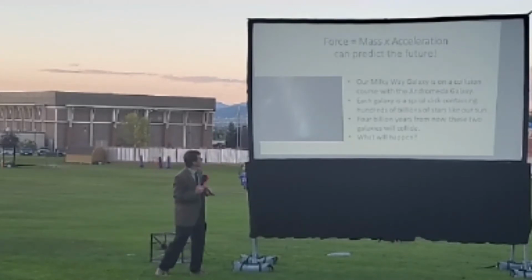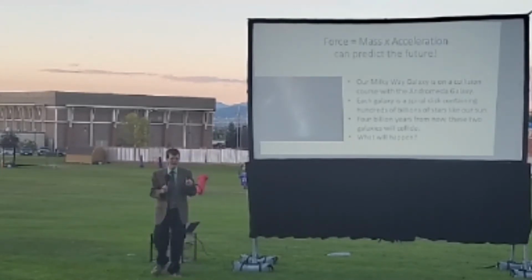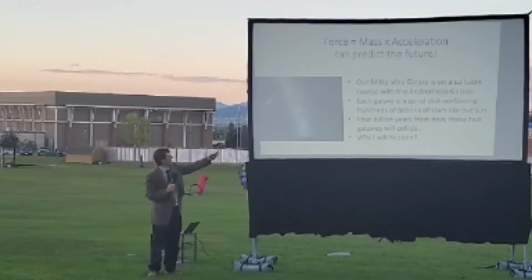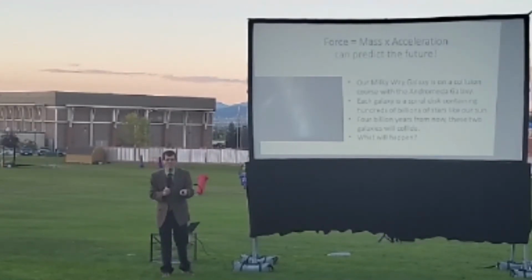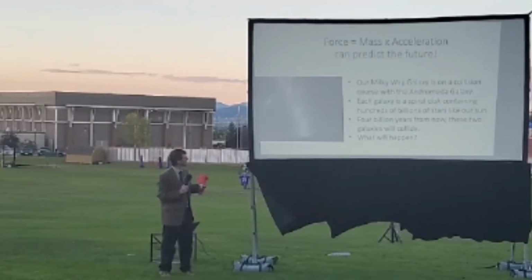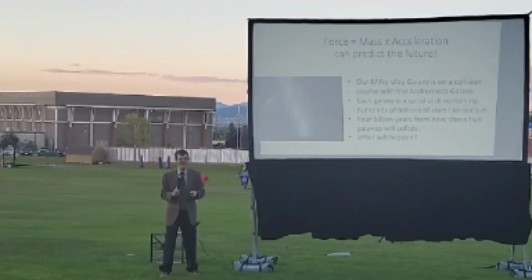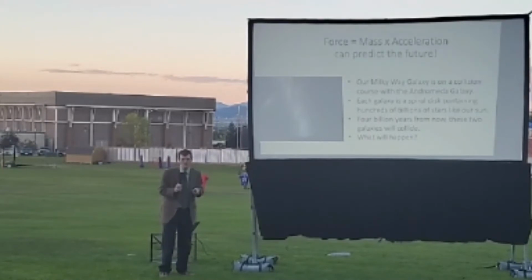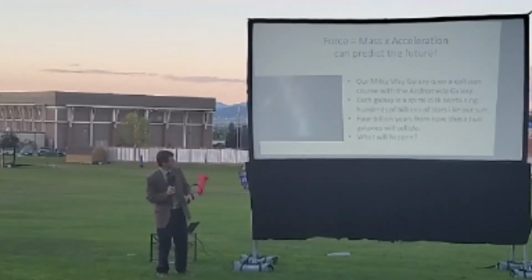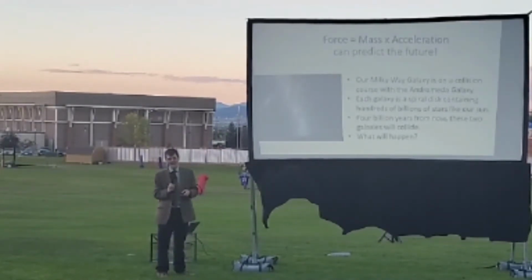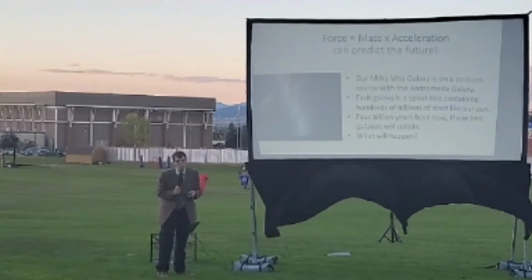So here's something I like to talk about. My background comes from astrophysics, so I got to talk about that. We can predict the future. I can tell you things that will happen billions of years from now using this equation. Right now, our Milky Way galaxy, a great big giant spiral disk of stars containing hundreds of billions of stars, is on a collision course with the Andromeda galaxy, also containing several hundred billion stars. And 4 billion years from now, these two galaxies will collide.